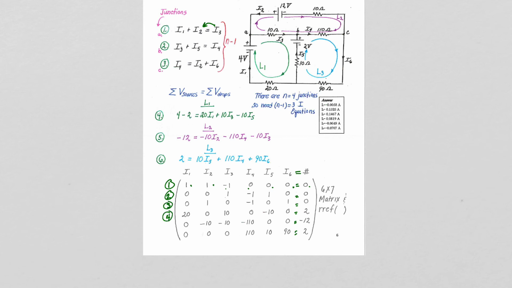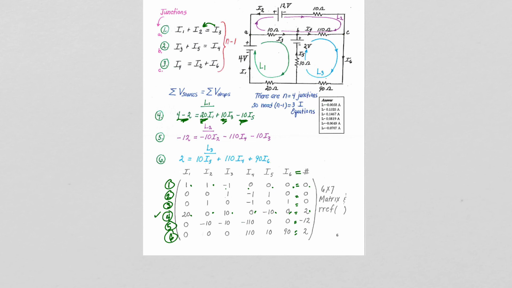Let's take a look at equation 4. Here we have I1 is the 20, so that's where the 20 comes from. We have no I2, so we have a 0. We have 10 for I3. We have no I4, so that's 0. We have negative 10 for I5, no I6. And then 4 minus 2 is 2 for the right side. So please check that equation 5 and equation 6 work out as well.